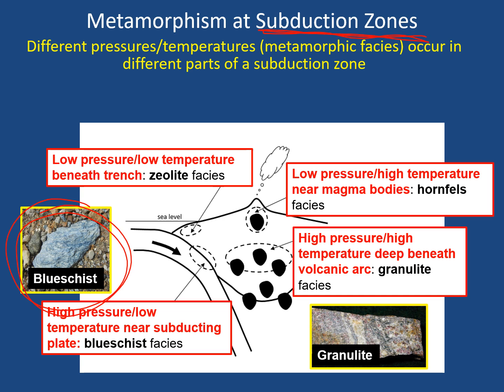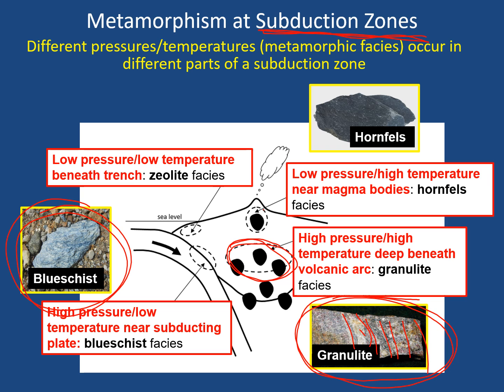Elsewhere in the subduction zone, if we're really, really deep, we get high temperatures and high pressures. We get a rock that starts to resemble granite, and it's called granulite. You can see that this rock actually has a bit of a gneissic texture. We see that light and dark banding in the rock that's generally characteristic of high pressures and high temperatures.